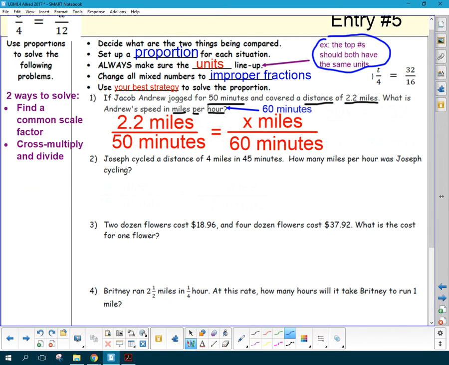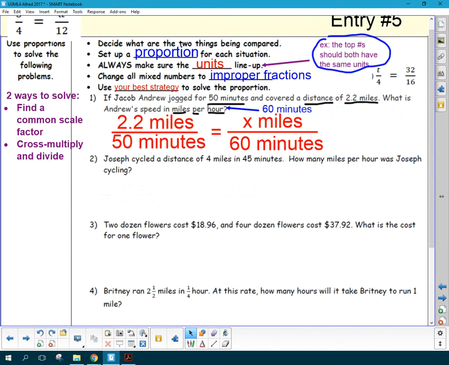Okay? So when you try to line your units up, see how I have miles on the top on both ratios? I have minutes on the bottom. I can't write 1 hour down here on the bottom because 1 hour and 50 minutes don't have the same units. So I converted 1 hour to 60 minutes there, and I don't know how many miles. I want to know his speed in miles per 1 hour, which is 60 minutes.